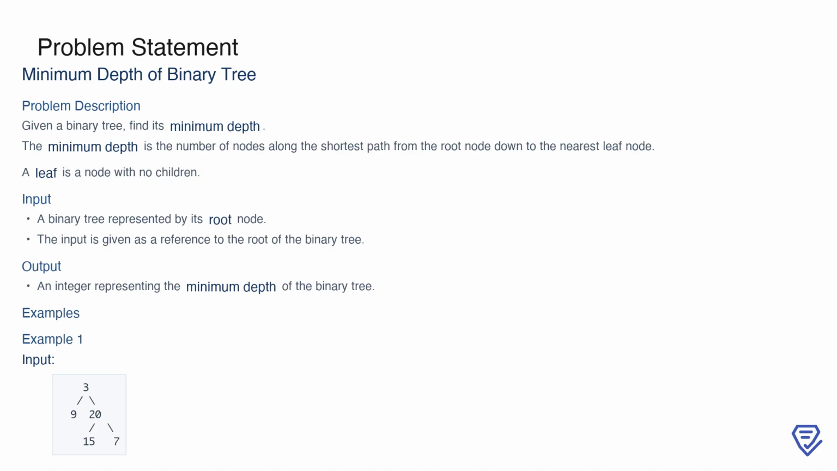The minimum depth is defined as the number of nodes along the shortest path from the root node to the nearest leaf node. A leaf node is a node that does not have any children. The input to the problem is the binary tree itself, represented by a reference to its root node. The output should be an integer that represents the minimum depth of the tree. To better understand this, let's look at some examples.